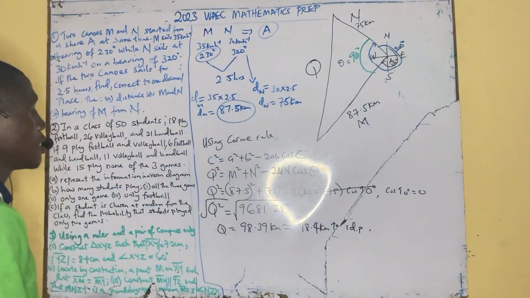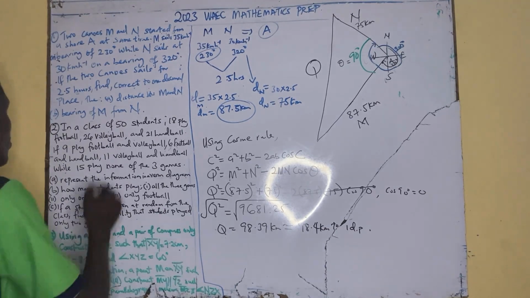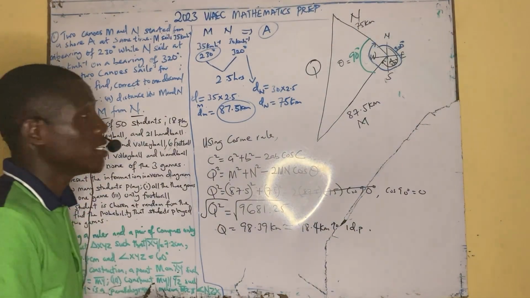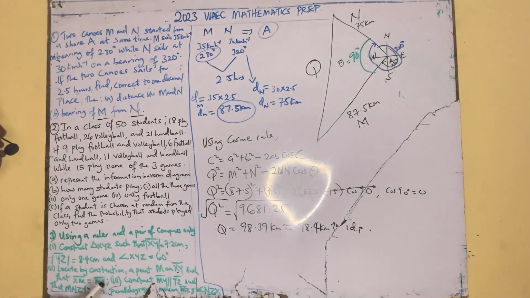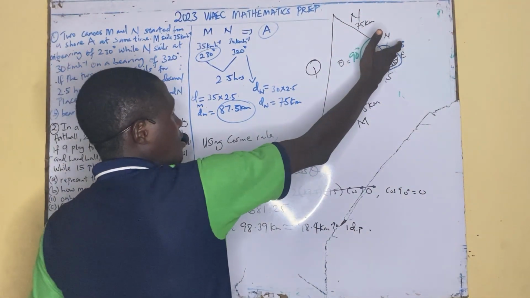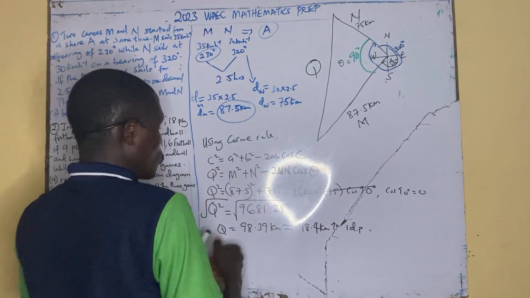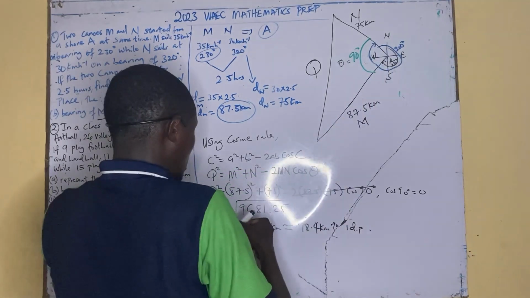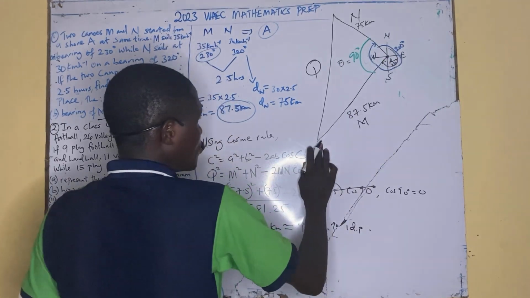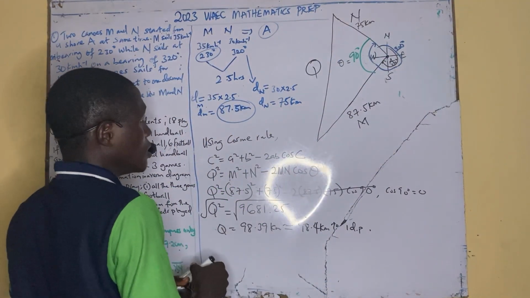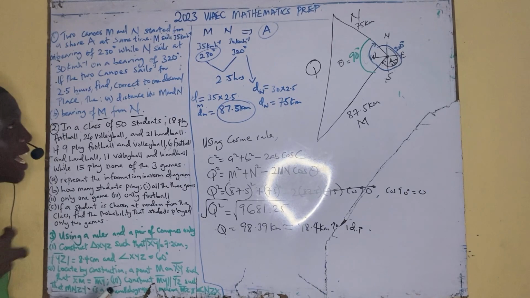Now, the next question is to calculate the bearing of M from N. Bearing of M from N. So, where is M? Where is N? That's the question. This is the line, this is the journey from N. This is the journey from A to M. So if I want to use that now, this is A, don't forget. From here to here is the journey of M. So now, if I'm asked to calculate the bearing of M from N.